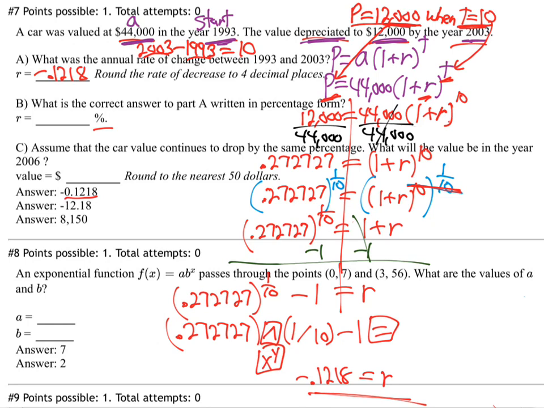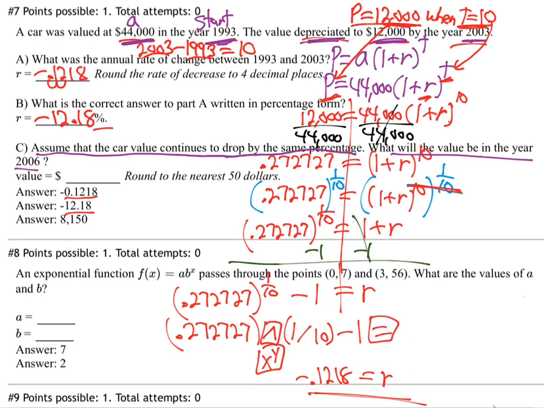All right, now they want me to change that to a percentage. You know how to change a decimal to a percentage. It just moves it 2 places. So it'd be negative 12.18. It just moves the decimal 2 places. Boom, boom. When you put on the percentage there. Now the final part, part C here, they say assume that the car value continues to drop by the same percentage. What will be the value in the year 2006?